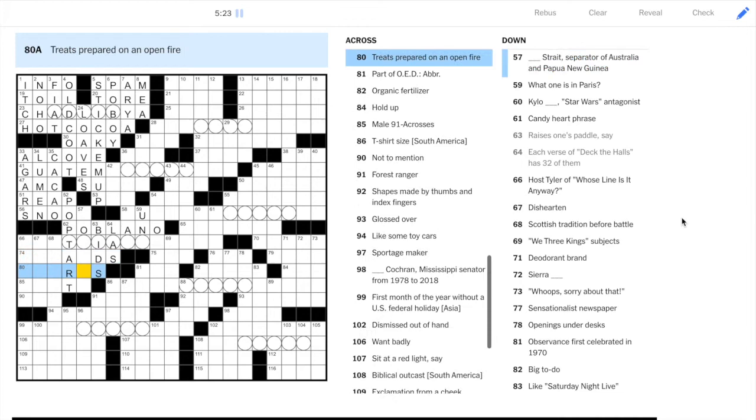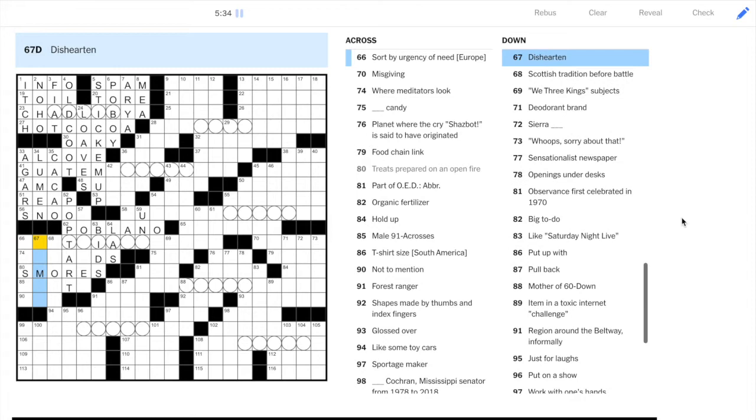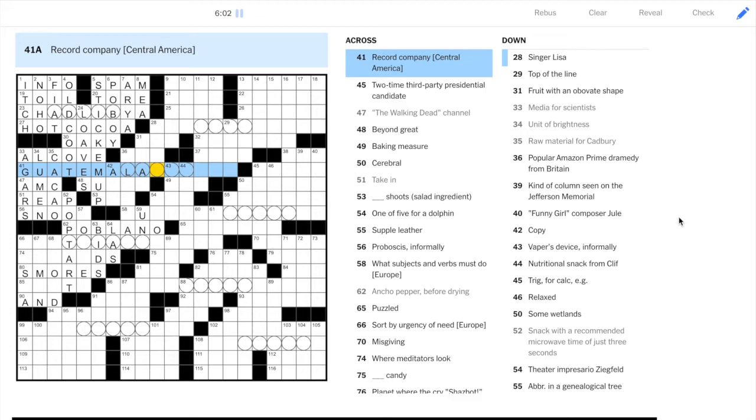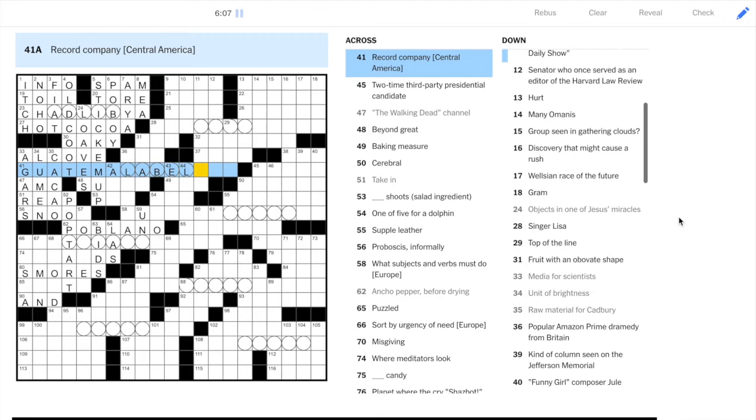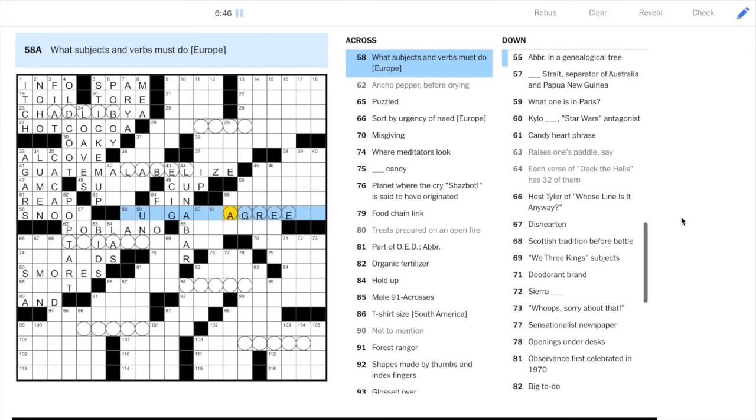This is S'mores. This seems to be a new host for Whose Line Is It Anyway? Used to be Drew Carey. So this is definitely Guatemala. And let's see what that gets us for the circled bit in the middle. A record company is called a label. E-cig. Now, what subjects and verbs must do. Subjects and verbs must agree. And this will give us Greece.